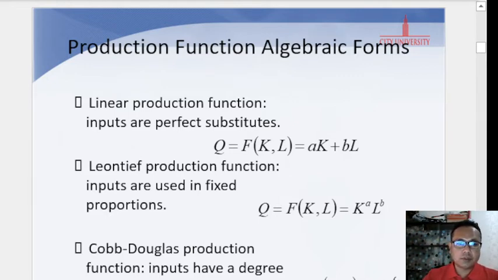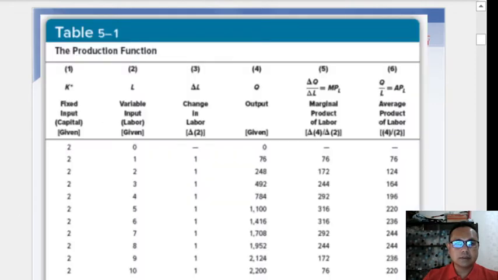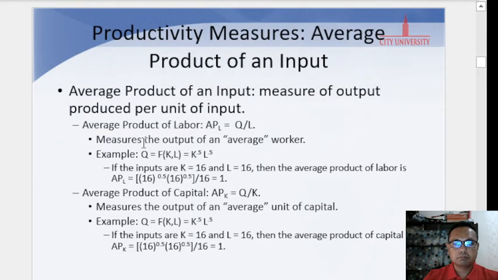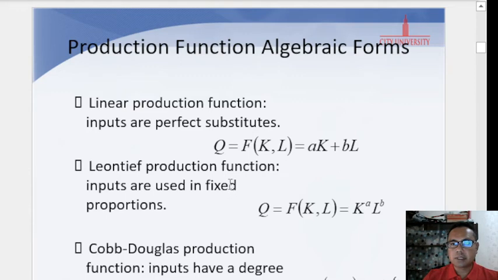So first of all, before we continue with this slide, I think it's much better for us to add another slide. Before we continue with production function with algebraic forms, we have to learn first about the measures of productivity.